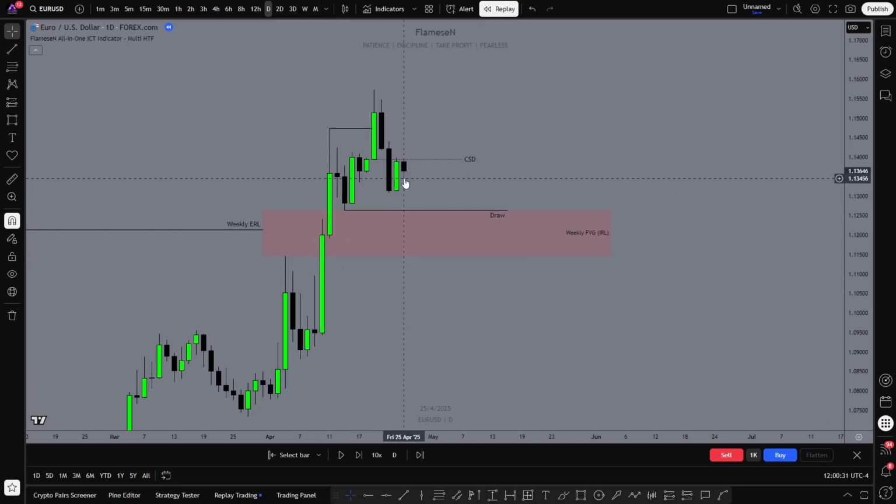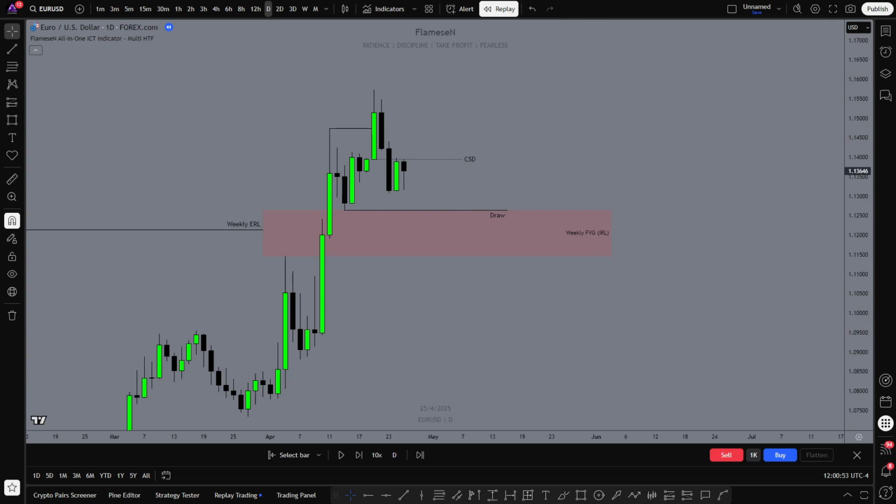Based on the analysis that we've performed, the higher time frame draw on liquidity for the week is this daily swing low right here inside the weekly fair value gap. Our directional bias for the week would be bearish, and for that reason, I'd be looking for strictly bearish trade ideas on the lower time frame.